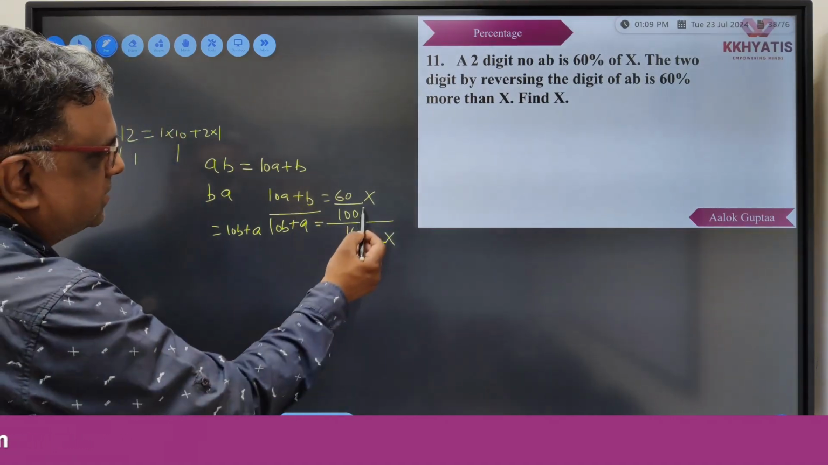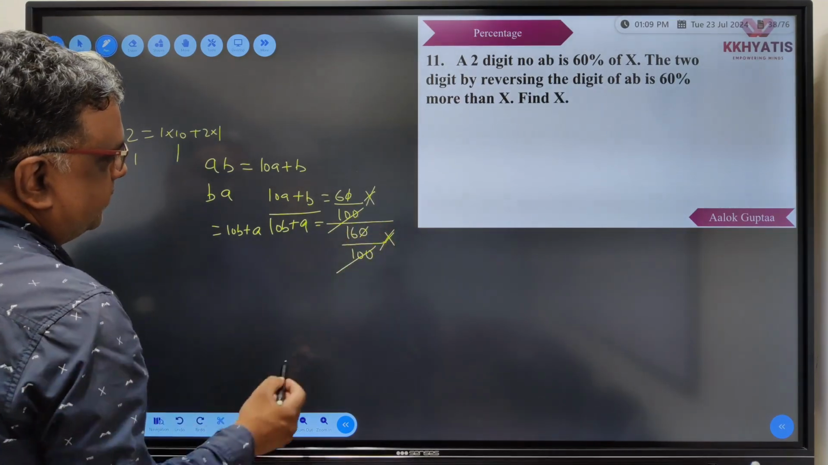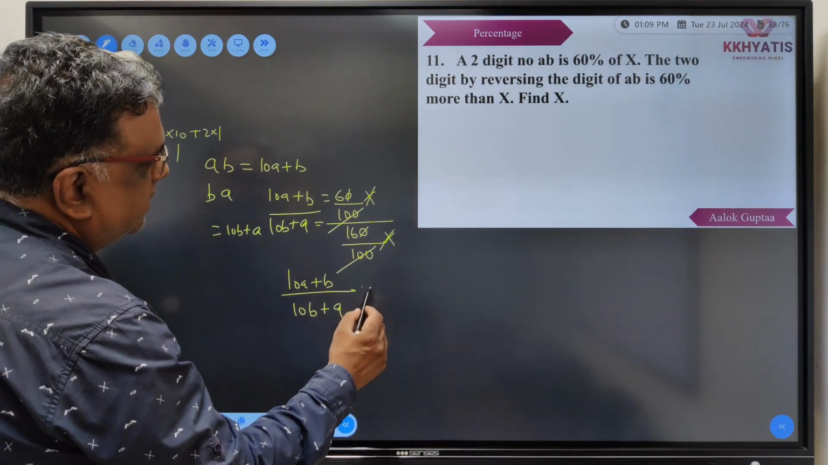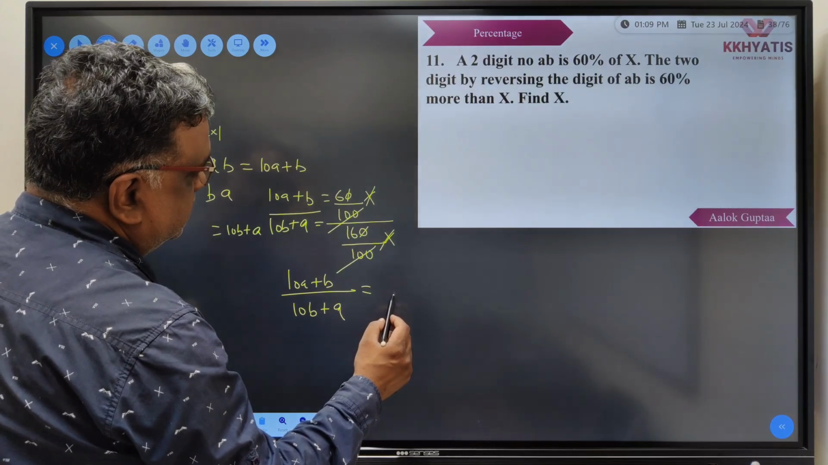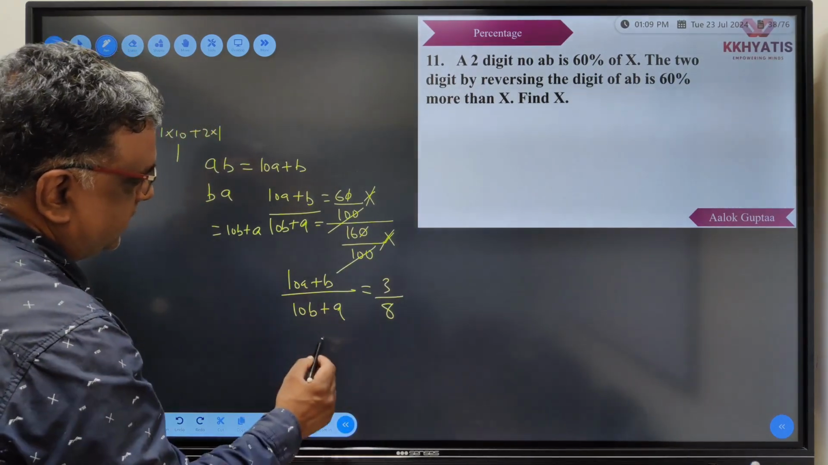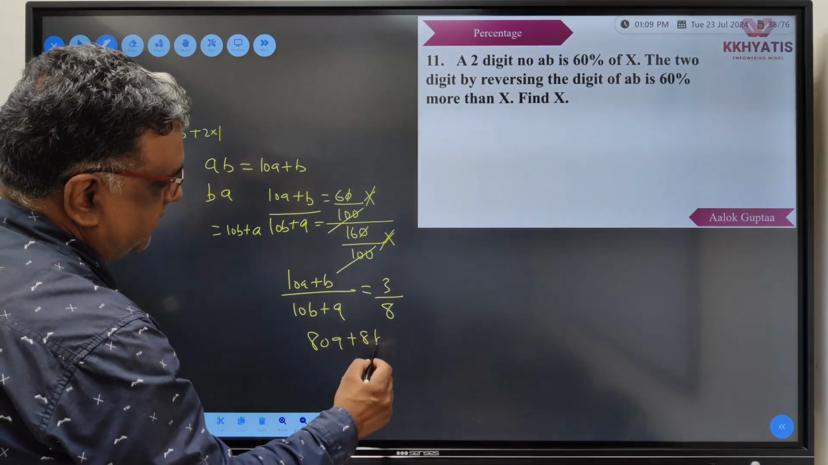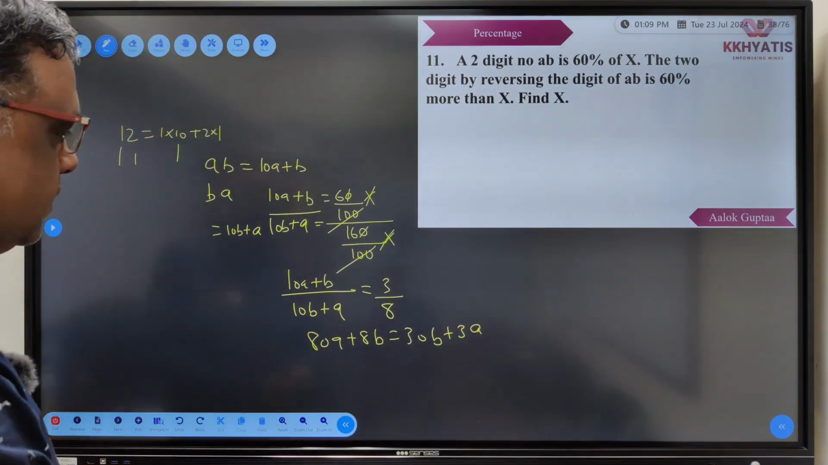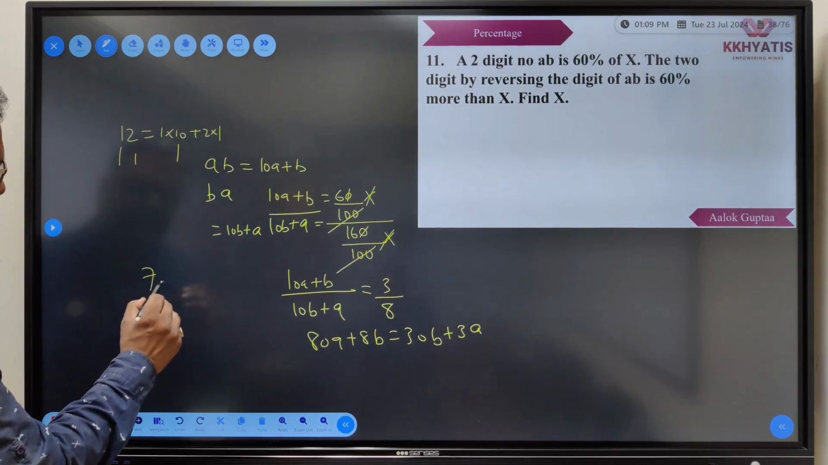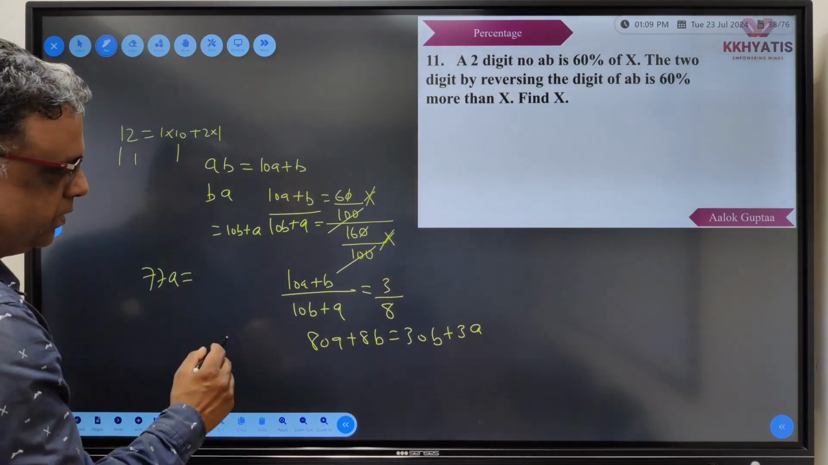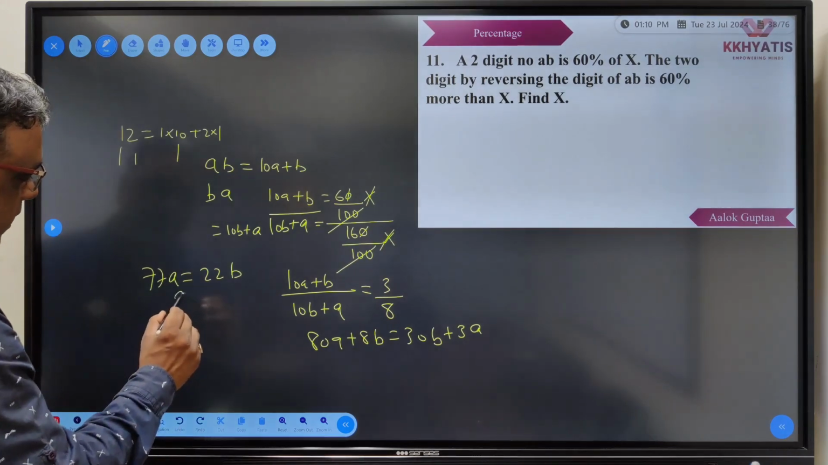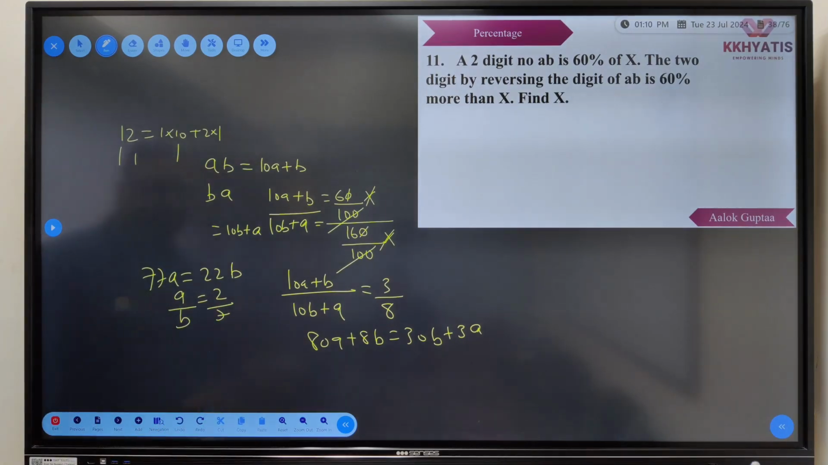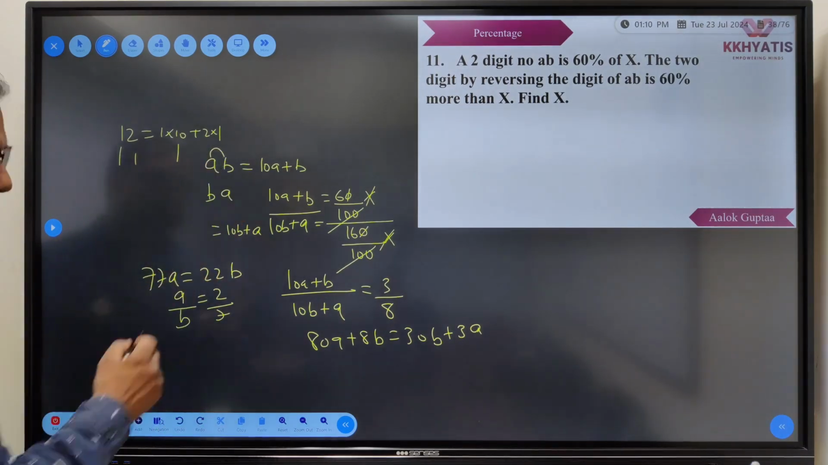So if I divide both these numbers, I get 10A plus B upon 10B plus A as 3 by 8, which means 80A plus 8B is 30B plus 3A. 77A is equal to 22B. So A upon B is 2 upon 7. I will cut it by 11. So this is the ratio of the two digits.